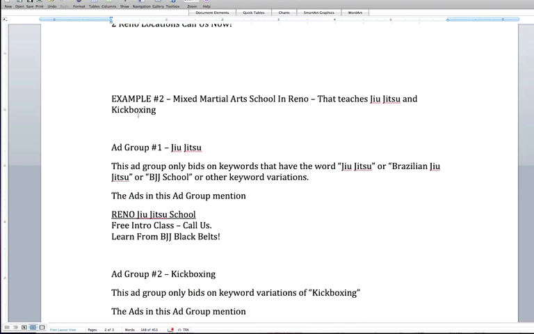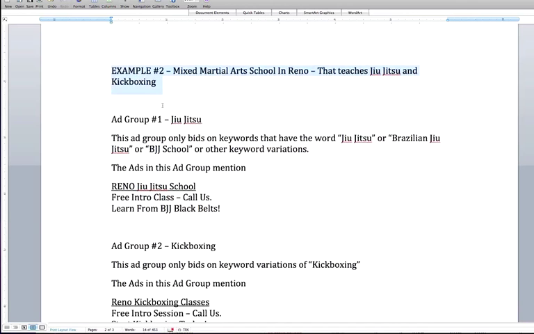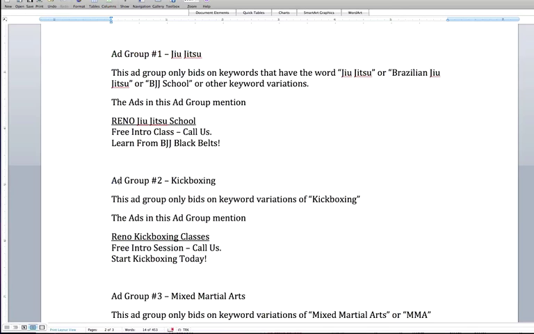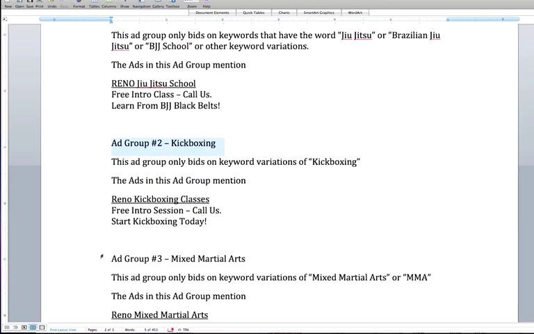The more examples I can show you, the better understanding of this you'll get for continuing to break out into ad groups when you create your campaigns. So here's example number 2. This is going to be a mixed martial arts school in Reno that teaches jiu-jitsu and kickboxing, let's say. Okay, so ad group number 1 is going to be jiu-jitsu. Ad group number 2 we'll do as kickboxing, and ad group number 3 we'll do as mixed martial arts.